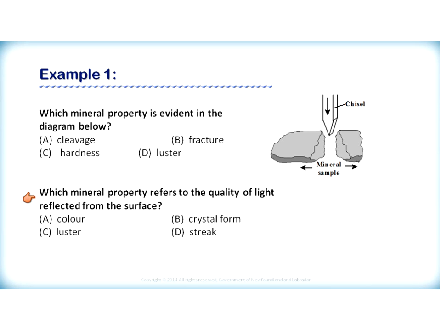Second question reads, which mineral property refers to the quality of light reflected from the surface? If we look at the property which deals with reflected light from a mineral surface, the answer would be C, luster. Luster is the way a mineral reflects light.